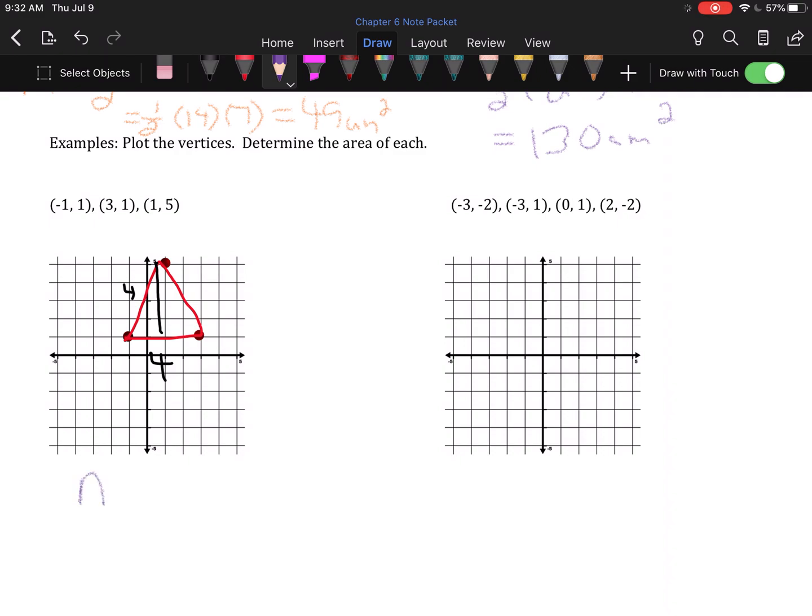So the area of this triangle is 1/2 times the base times the height. Half of 4 is 2. 2 times 4 is 8 units squared. This next shape with 4 vertices is going to be a trapezoid. So -3, -2 is left 3, down 2. -3, 1 is left 3, up 1. 0, 1 says stay in the middle, go up 1. And 2, -2 is right 2, down 2.